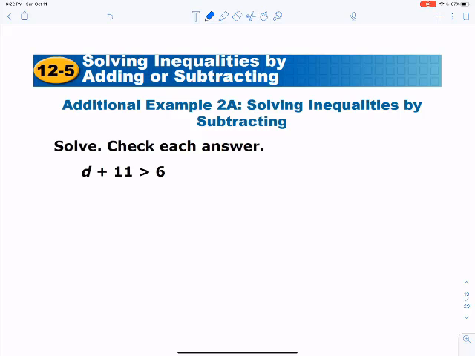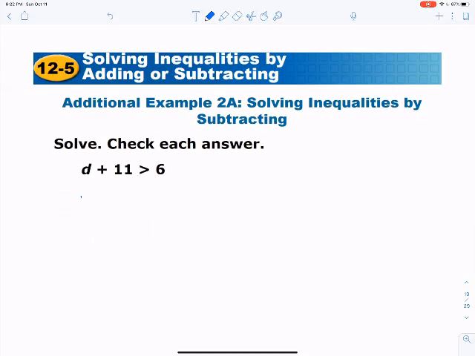Okay, so let's see how you did. Here we've got d plus 11 plus negative 11 is greater than 6 plus negative 11. So my 11s go away and I'm left with d is greater than 6 plus negative 11, which gives me negative 5.